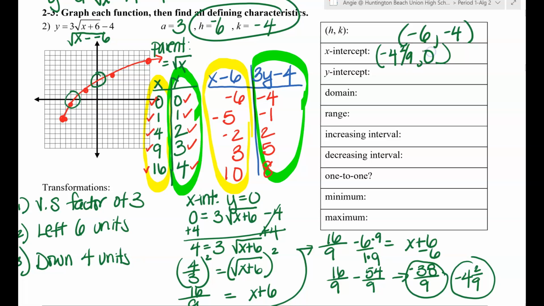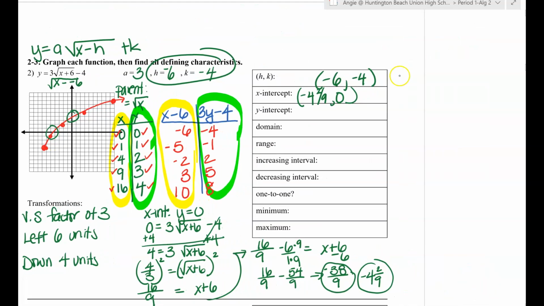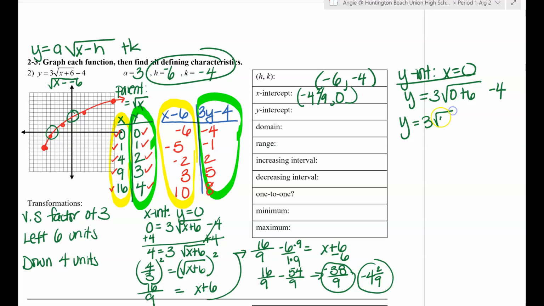comma 0. Y-intercept, and again, we can't eyeball the y-intercept, so we do have to solve it algebraically. Y-intercept is when x equals 0, so it's going to be y equals 3 times, plug in 0 for x, plus 6, and drop down your minus 4 on the outside. So y equals 3 times radical 6 minus 4. We don't need a calculator, we can just leave it as is. So x is 0, y is 3 rad 6 minus 4. Okay, since we don't need to use a calculator, we can always leave your answer as an exact.